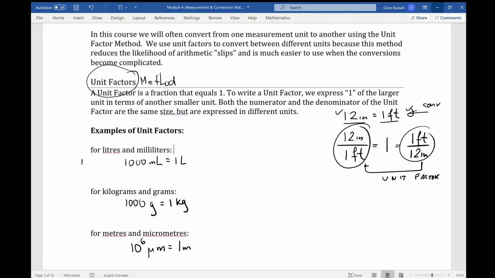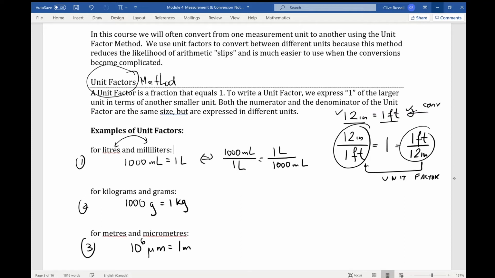I'm going to call this 1, 2, and 3. From the chart, you know 1,000 milliliters is a liter, so because you're converting between milliliters and liters, you have to find the conversion from the chart. From this, I could get two unit factors. I could get 1,000 milliliters over 1 liter. It's the same as 1 liter over 1,000 milliliters.